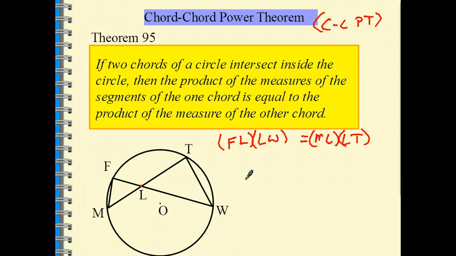Now, we can prove this quite simply by proving these two triangles similar. We have vertical angles here, so we have one pair of congruent angles. Then angle F and angle T are congruent because they intercept the same arc, MW. If two angles intercept the same arc, then they're congruent. If two pairs of angles are congruent, these triangles are similar, and we can use the means-extremes product theorem to say that FL times LW is equal to ML times LT.